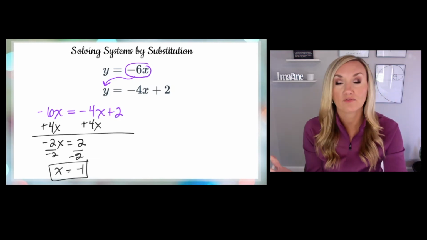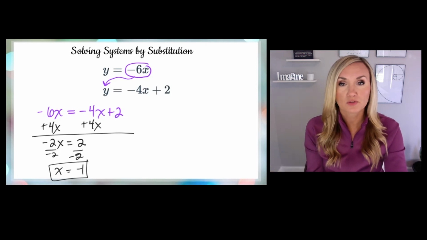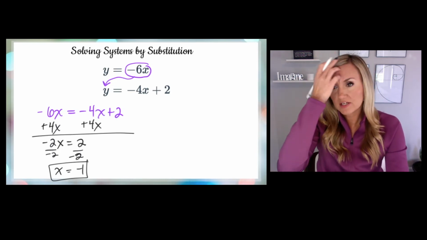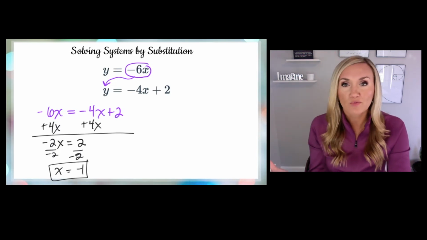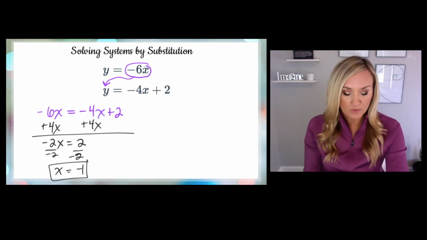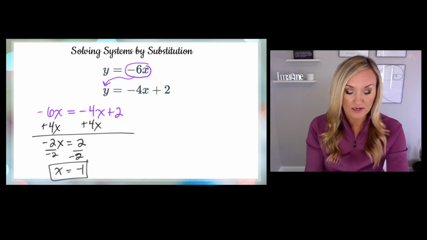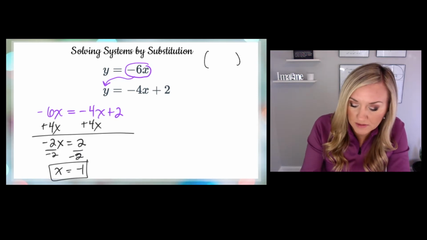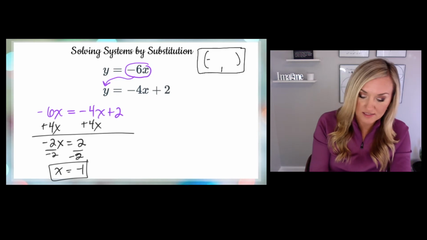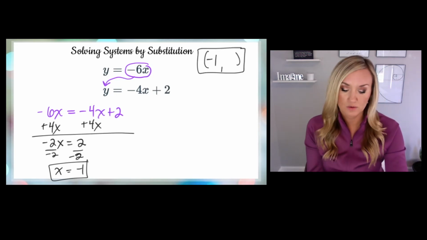Now that's only half of an answer. Remember, the solution to our system is where these two lines intersect on a graph, right? We're not graphing this time. We're trying to do it algebraically with no graph whatsoever, which is super cool. So I need to find y. I'm going to write my coordinate right now because I just found x. X is negative 1.